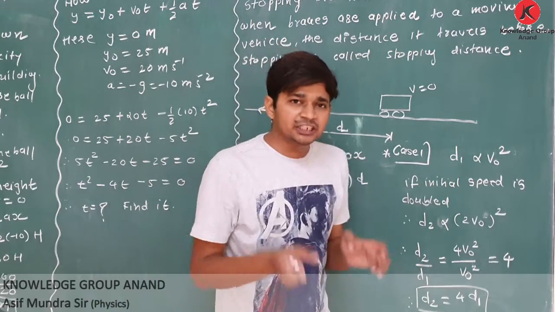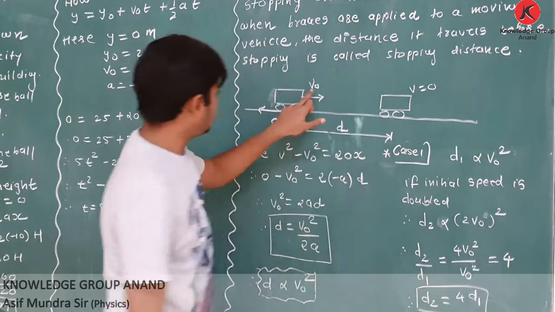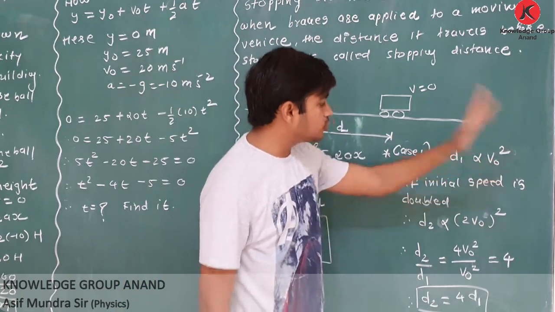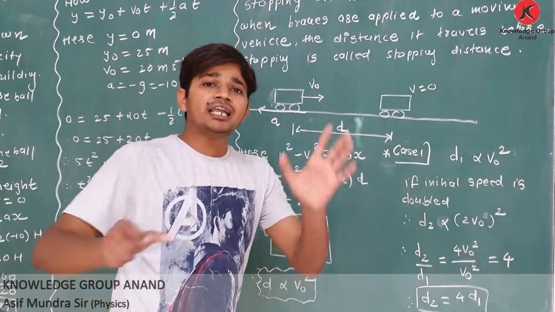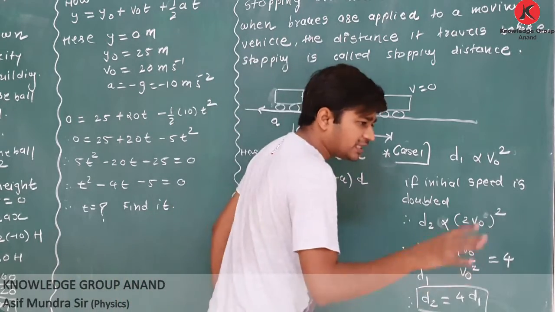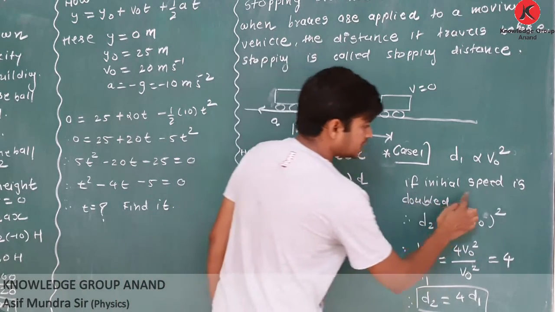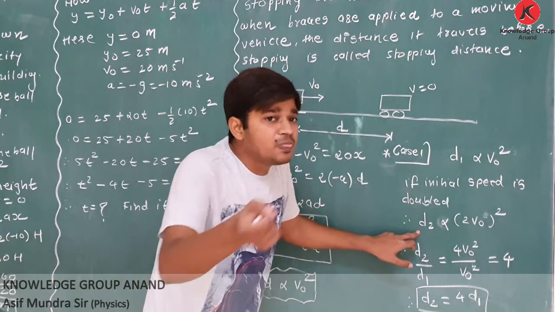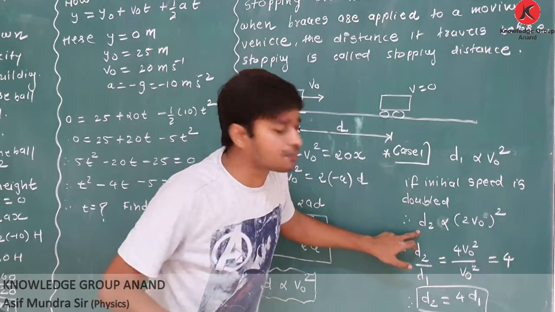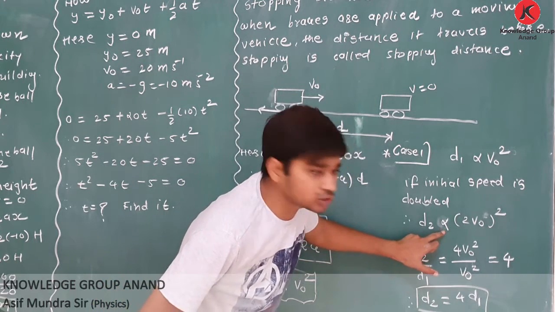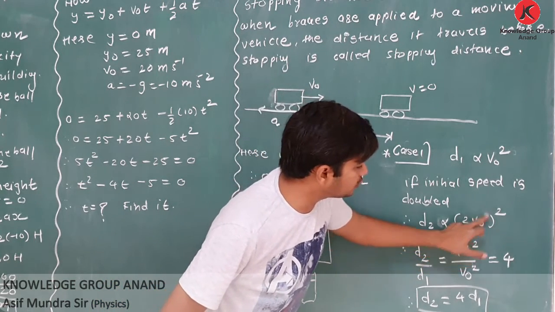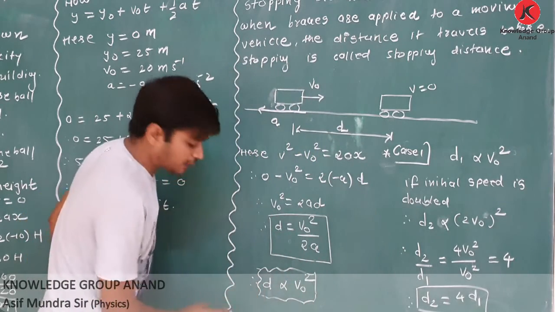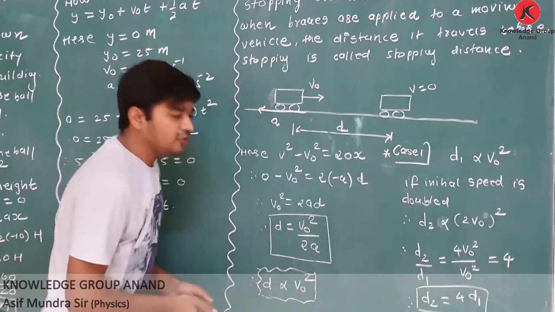If initial velocity is v0, then stopping distance d1 is directly proportional to v0 square. If I double the speed, if the initial speed is doubled, what is the new stopping distance? d2 is proportional to v0 square. Clear? What is the relation between distance and initial speed? d is proportional to v0 square.